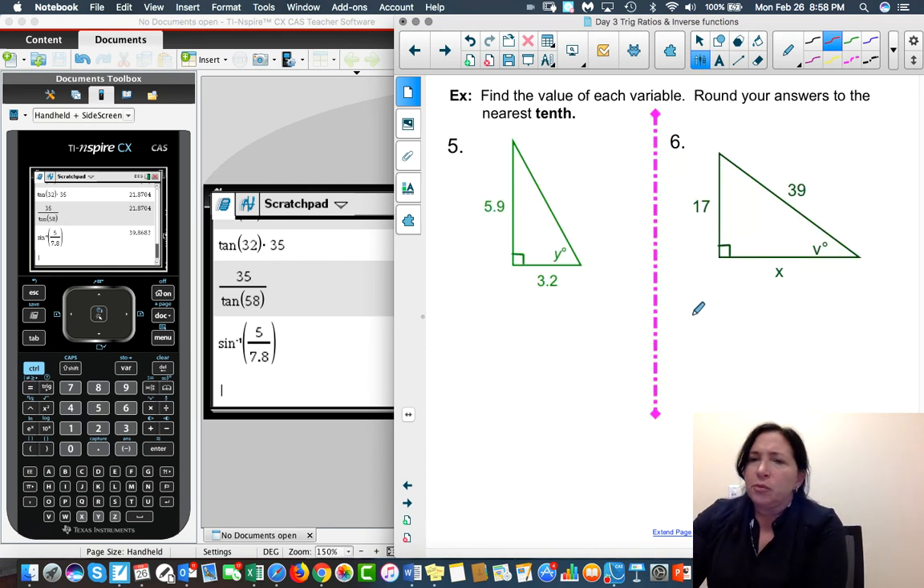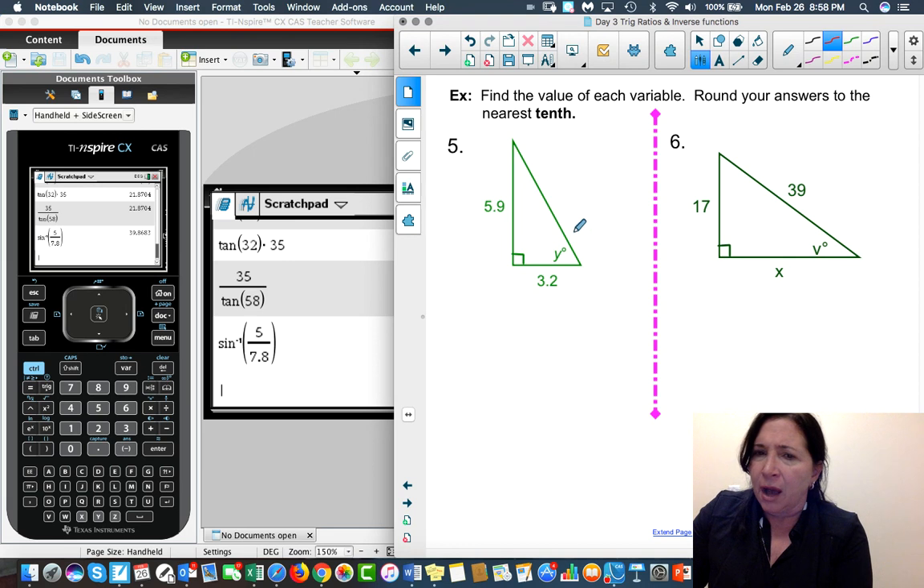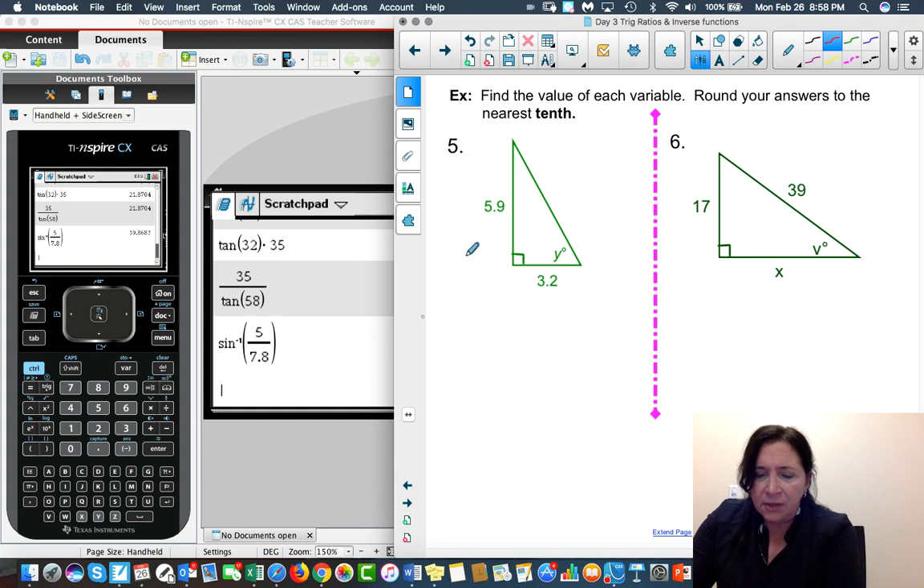Two more problems to practice. I would try to find angle Y here, angle V here, and also side X. At this point, I would probably pause your video, try these problems on your own, and then start it back up again. So I'm going to assume you did that.